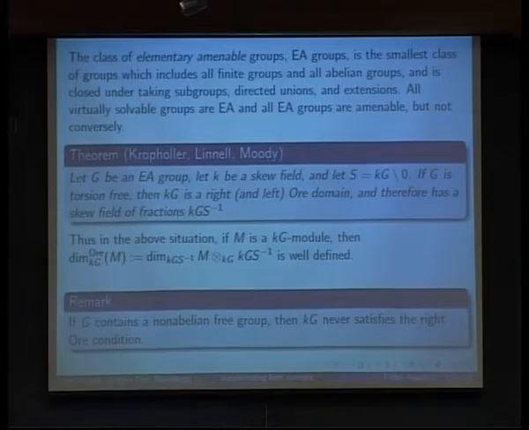If G contains a non-abelian free group, then KG never satisfies the Ore condition. So you can never form this skew field of fractions. There are ways to form fields containing KG, but they won't have such nice properties. They won't be flat over KG.